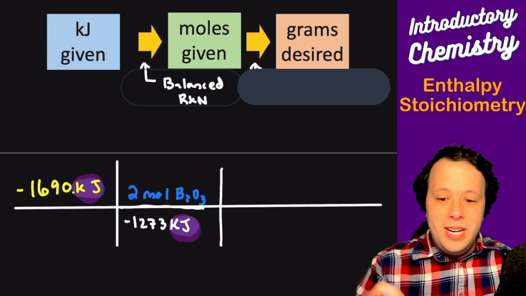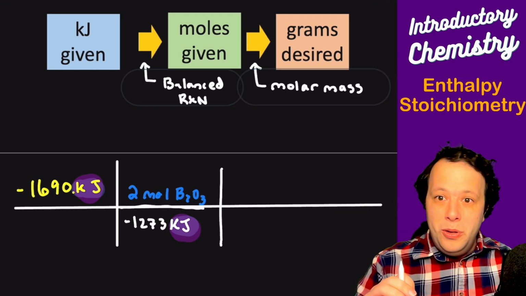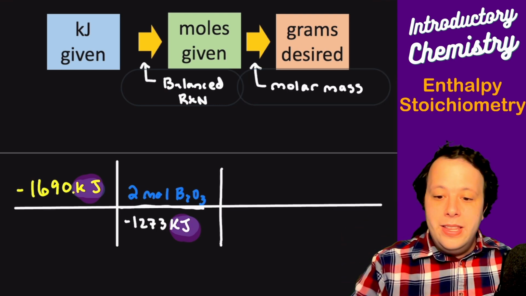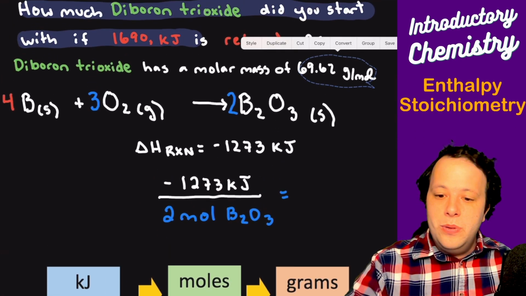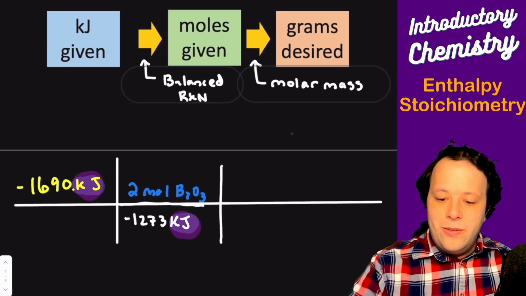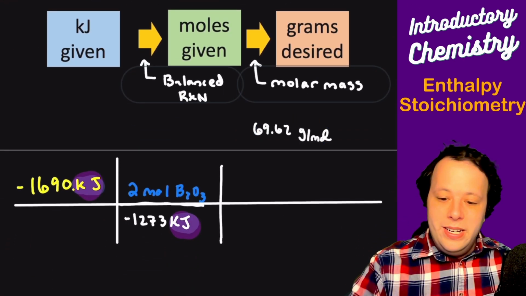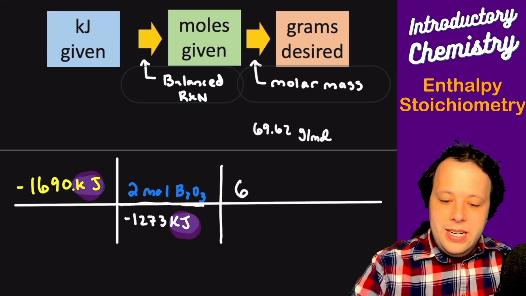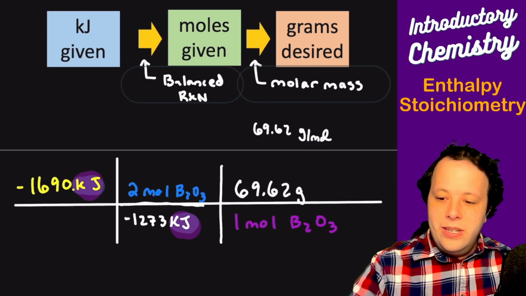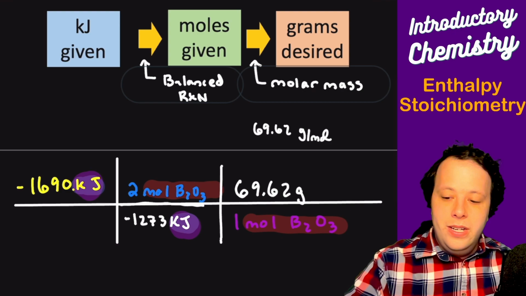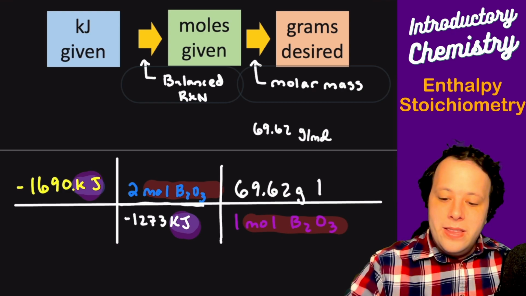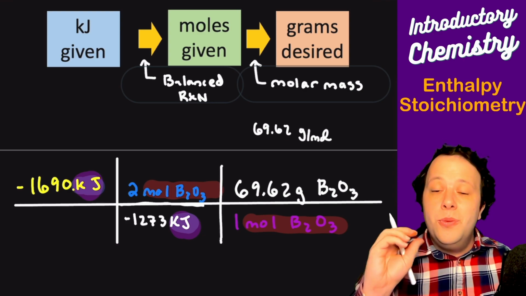So how can we get grams? We need to use the molar mass of B2O3, which was given in the problem. Earlier it said it was 69.62 grams per mole. So let's write that up here so we can write it in correctly. So we had 69.62 grams, and that's equivalent for every 1 mole of B2O3. And now we can see once again, our units are doing what they're supposed to do, which is cancel. And now we're left only with grams of B2O3, which is what we want.